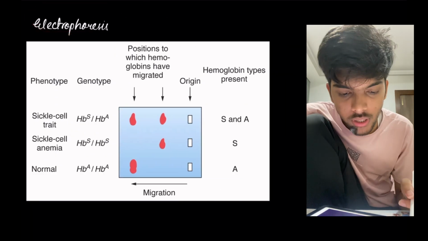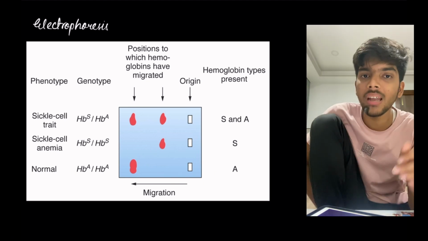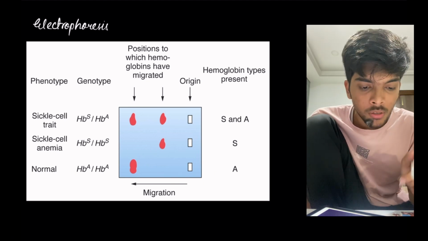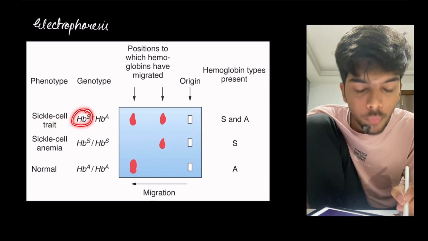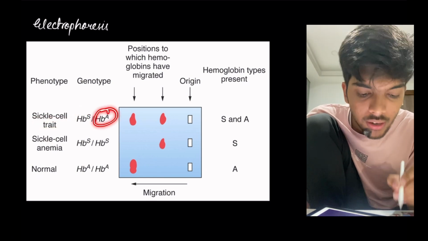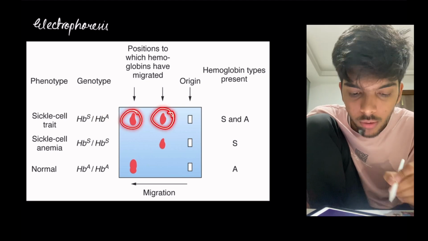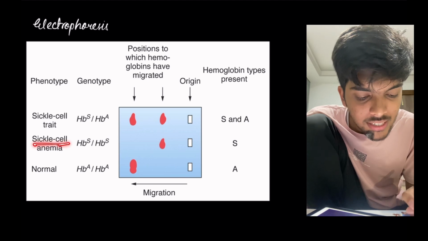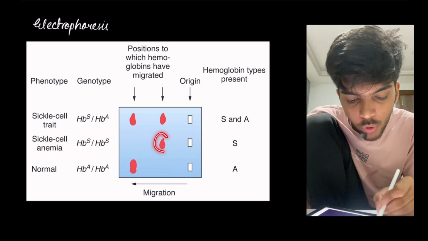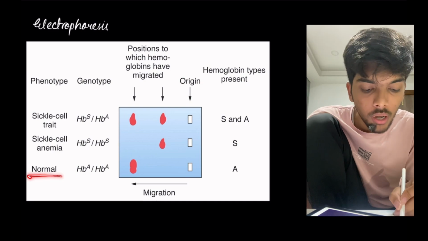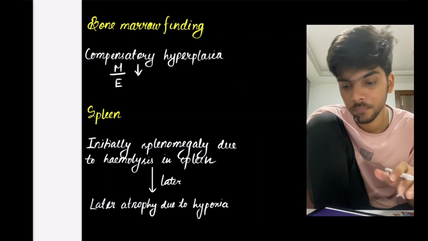Electrophoresis shows different results for different types of allelic pair. So if there is sickle cell trait, one hemoglobin is mutated, another hemoglobin is normal. So you can find both mutated and normal hemoglobin. In sickle cell anemia, both are mutated, so you will find only mutated hemoglobin. In normal, both are normal, so you'll only find normal hemoglobin.